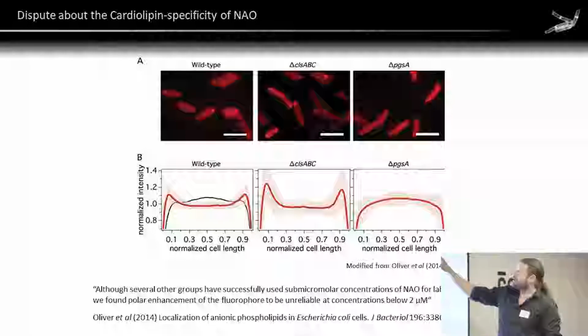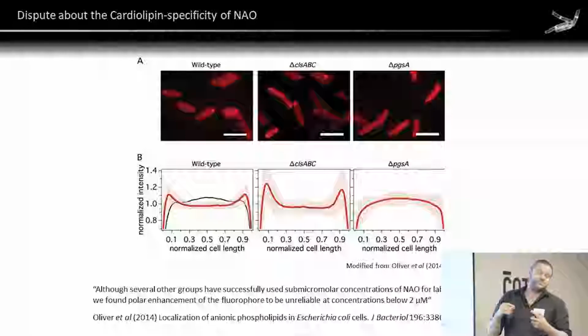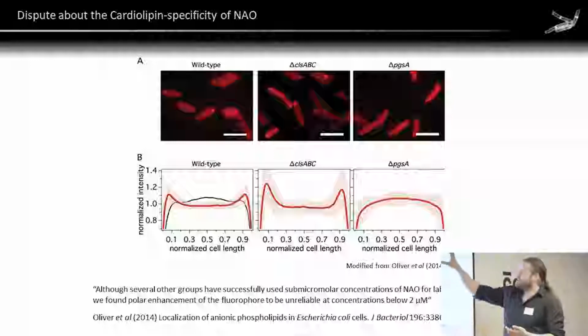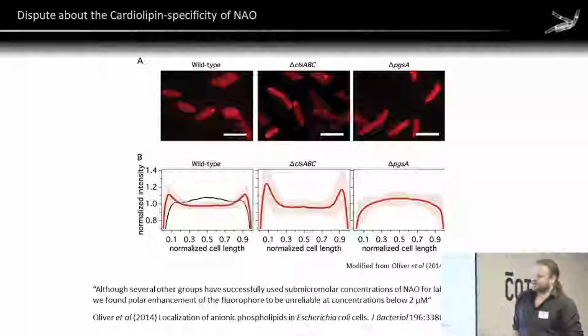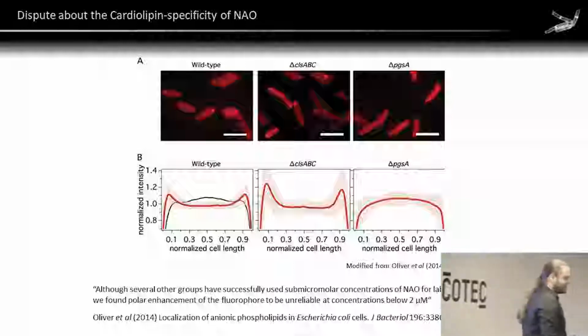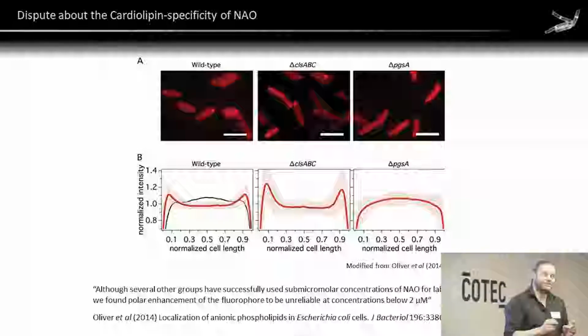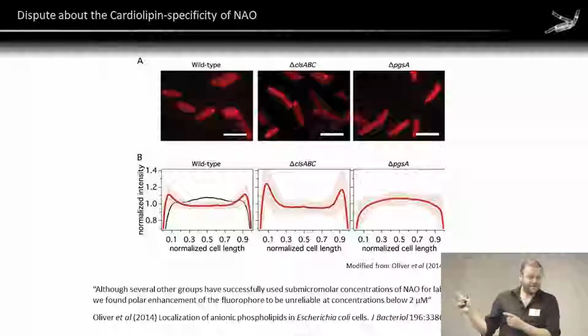And it only takes deletion of PgsA, which is responsible for synthesis of PG, from which cardiolipin is also made, for these polar domains to disappear. It's just quantification of it. A quote from their paper: although several other groups have successfully used micromolar concentrations of NAO in labeling studies, we found that the polar enhancement of the fluorophore is unreliable at concentrations above 2 micromolar, but reliable below 2 micromolar. This is important, because there's a controversy going on in that field, which we are now actually contributing to.